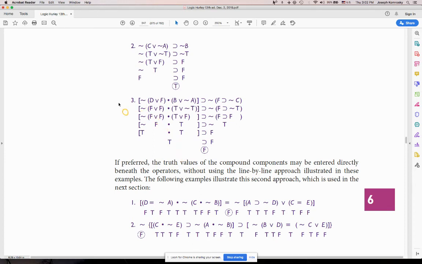Well, when you look at these compound components here, you say, look, if I've got brackets or parentheses, I do those first, and then the very last thing will be this.